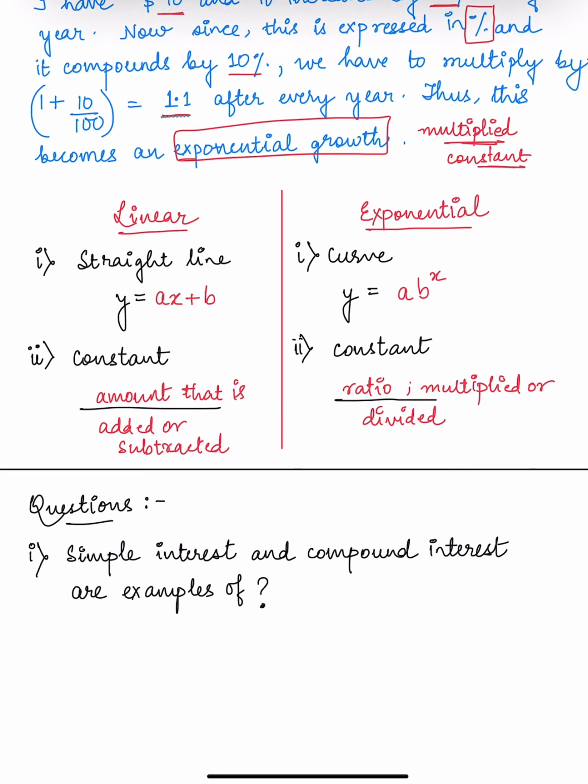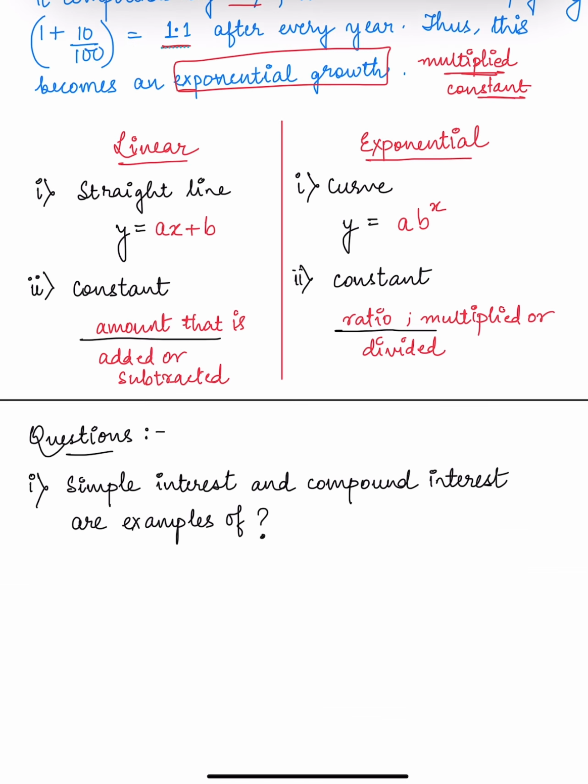Now we can summarize the differences of linear and exponential. The first thing that we notice is linear is a straight line which works on the equation y equal to ax plus b. And for the exponential, it's a curve and the equation is y equal to ab to the power x. The second thing is the linear is a constant amount that is added or subtracted. And for the exponential, it's a constant ratio. So the same amount is multiplied or divided.